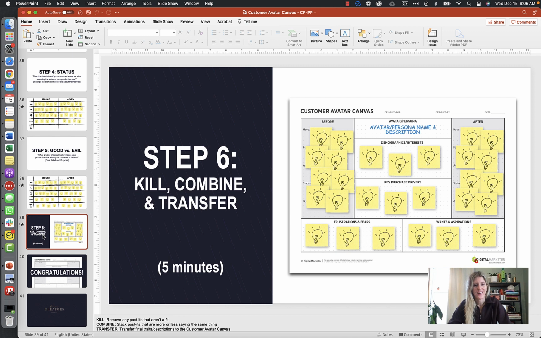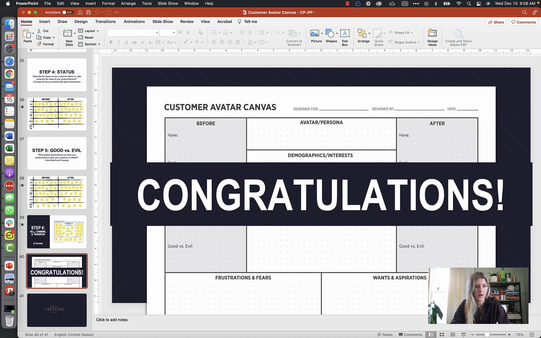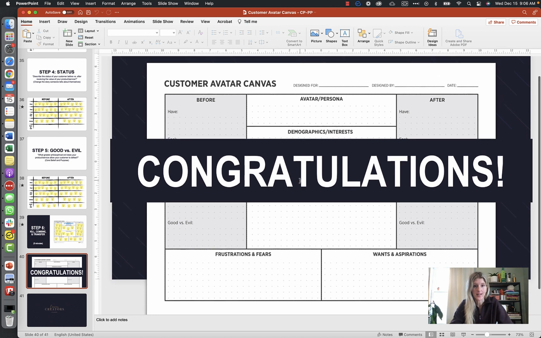And then step 6, same thing: kill, combine, and transfer. Kill any that are not relevant, combine any that are too similar, and then transfer any that might belong in one column but are in another one. So spend a few minutes on that. And then that's it, guys. That's the customer avatar canvas.